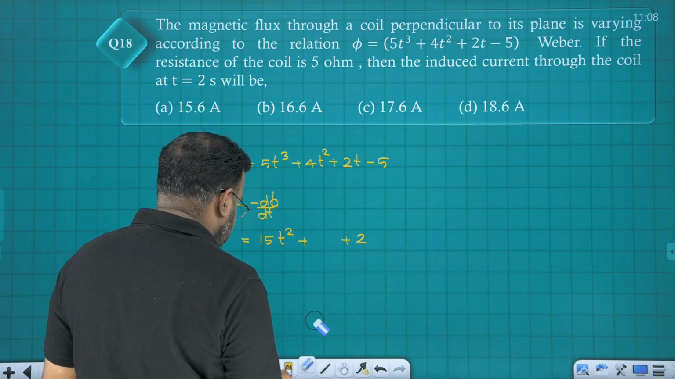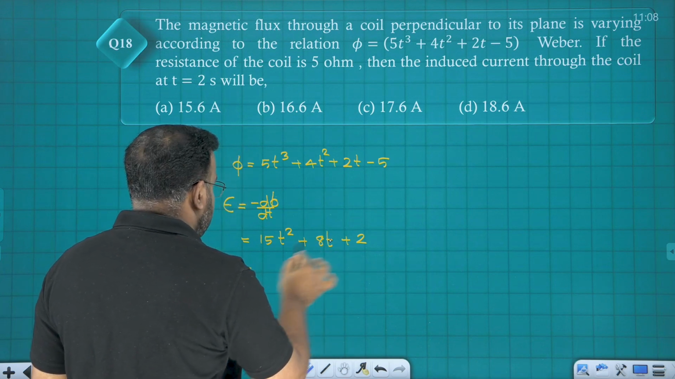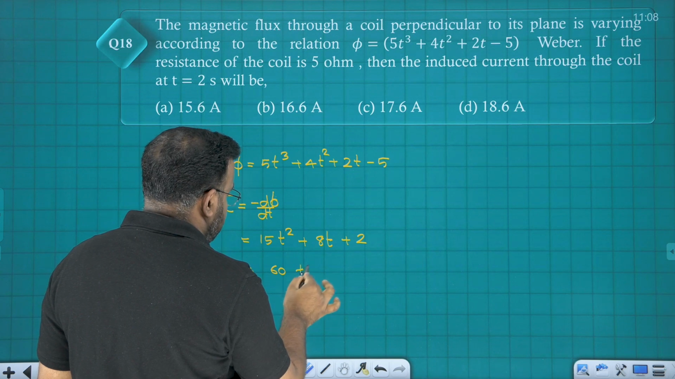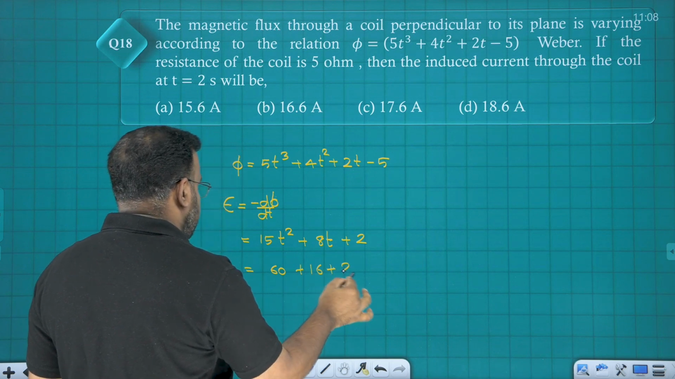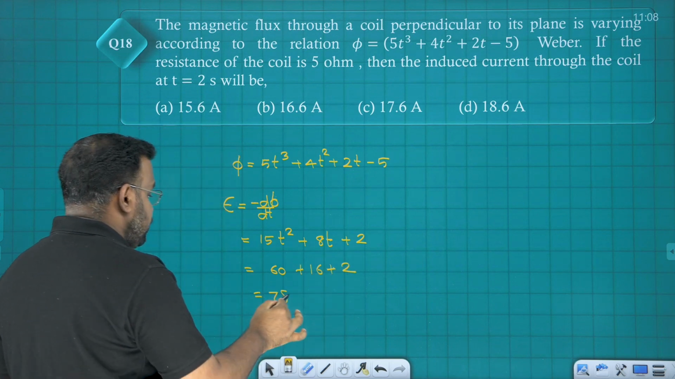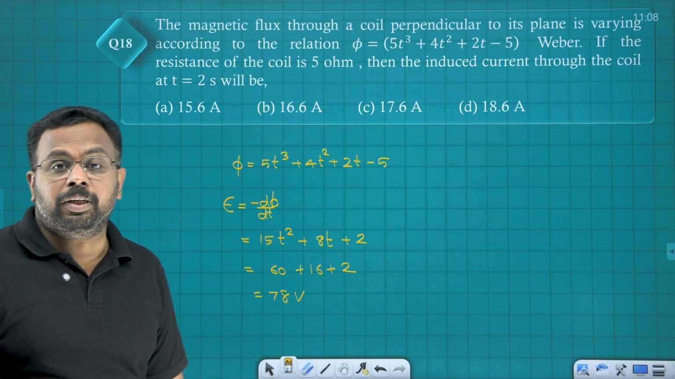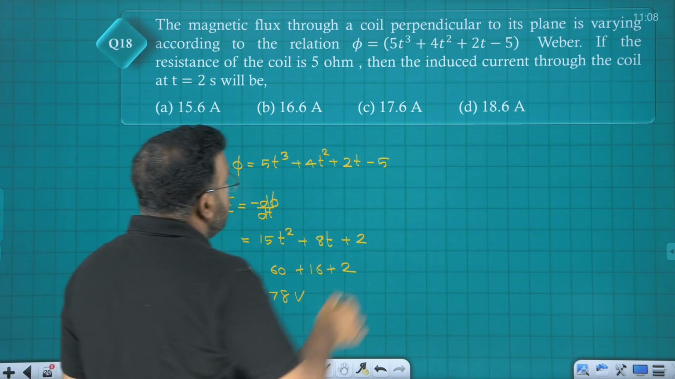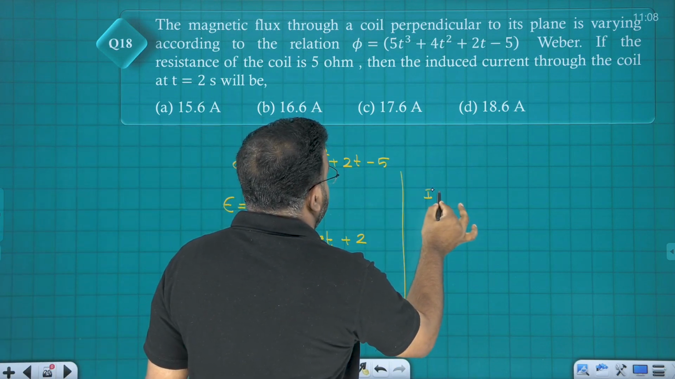D by dt of 4t square is 8t, right? Yes. So this is 60 plus 16 plus 2. So we'll be getting 78 volt. This is the induced EMF, but are they asking induced EMF? No, they are asking induced current. So I is equal to E by R.